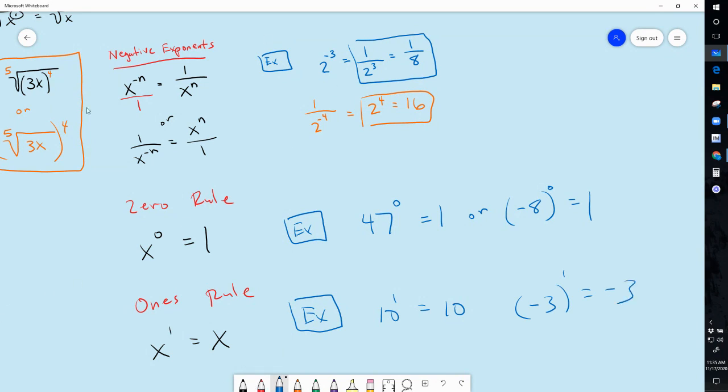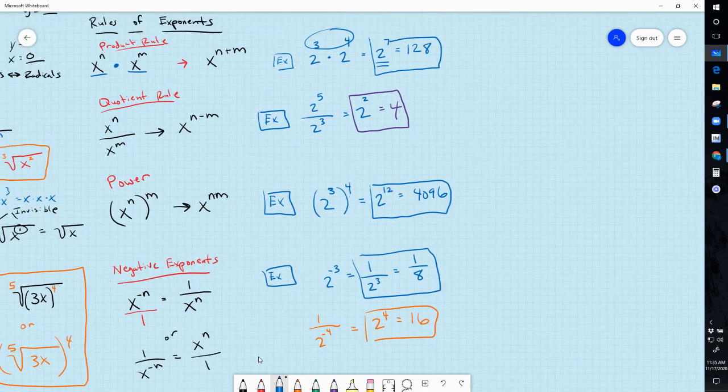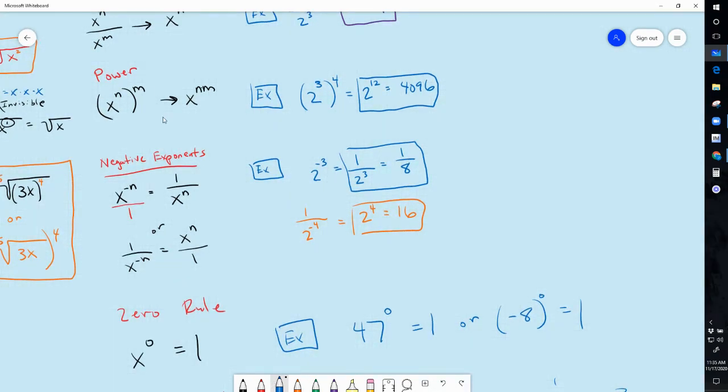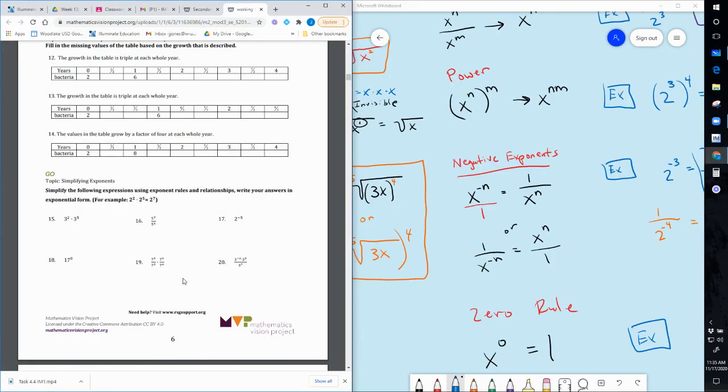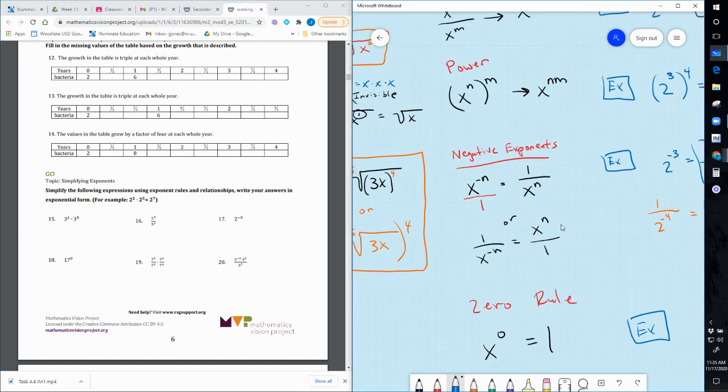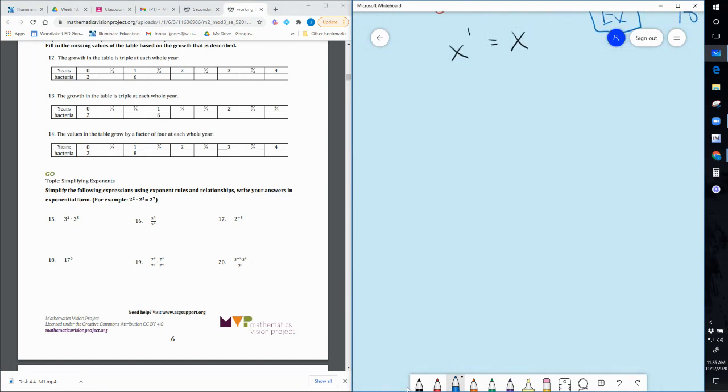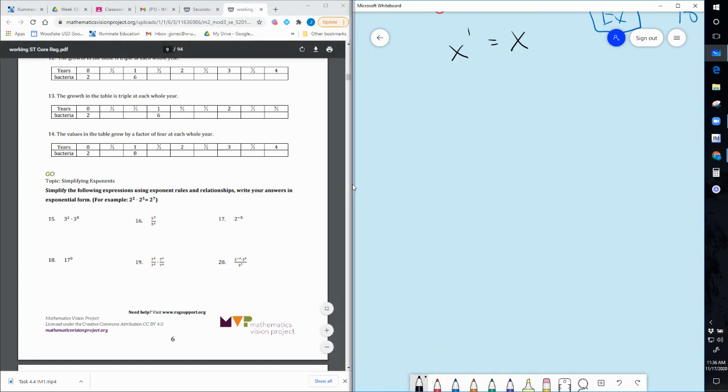Okay, so here's a couple special rules. The zeros rule and the first rule, and you should have rules 3, 4, 5, 6 in your composition book. Now, part of the assignment is going to do 15 through 20. So sometimes you have to do multiple rules. And so I'm going to give you an example that looks like the hardest one, maybe one like 19 and one like 20.